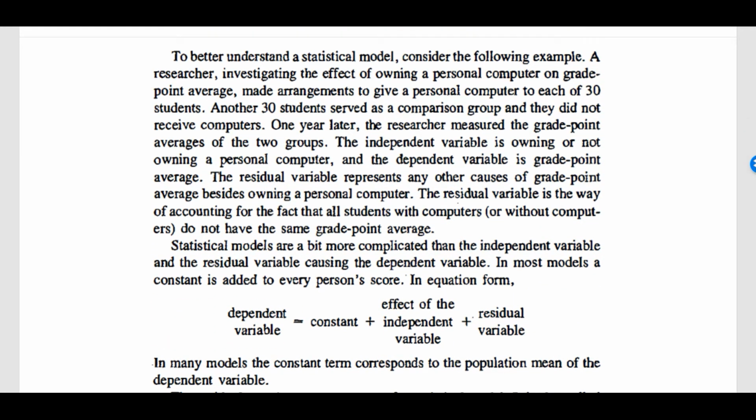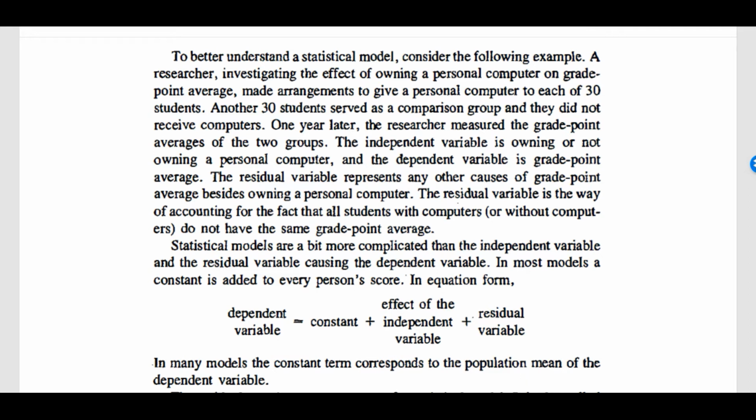A researcher investigating the effect of owning a personal computer on grade point average made arrangements to give a personal computer to each of 30 students. Another 30 students served as a comparison group, and they did not receive computers. 1 year later, the researcher measured the grade point average of the two groups. The independent variable is owning or not owning a personal computer, and the dependent variable is grade point average.